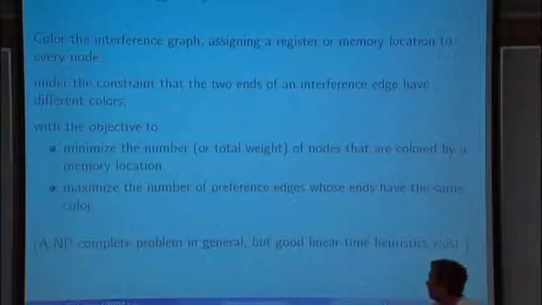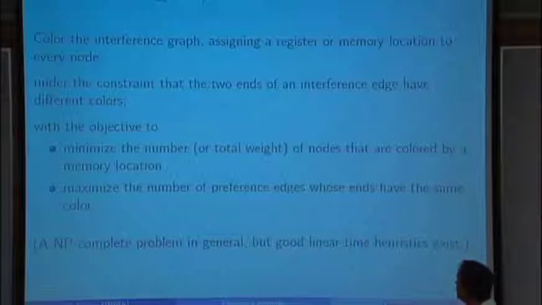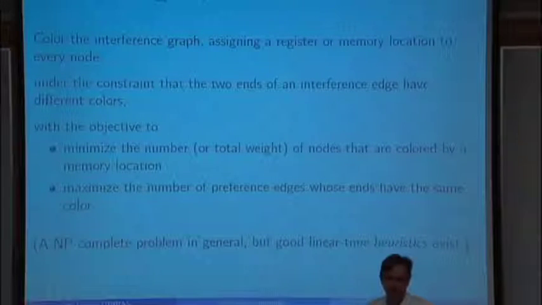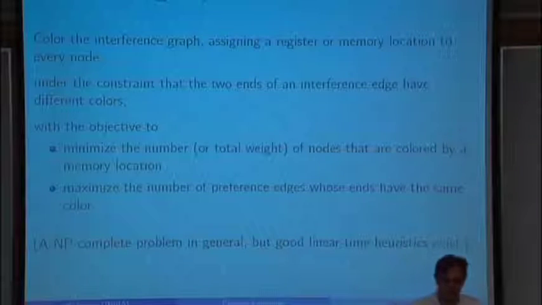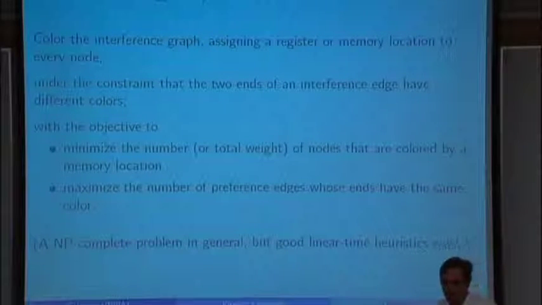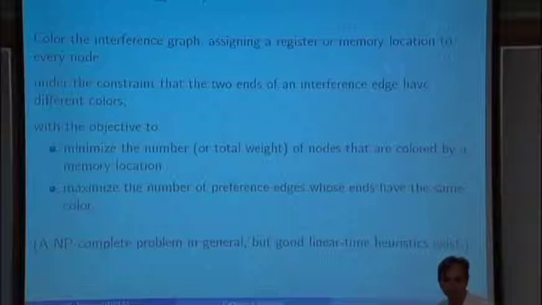And why go to this graph presentation? Well, because now the problem of finding a register assignment reduces to graph coloring. Okay, so just to remind you about graph coloring, the problem is to color this interference graph using registers or memory locations as colors. So each node should pick a color under the constraint that two ends of an interference edge have different colors.